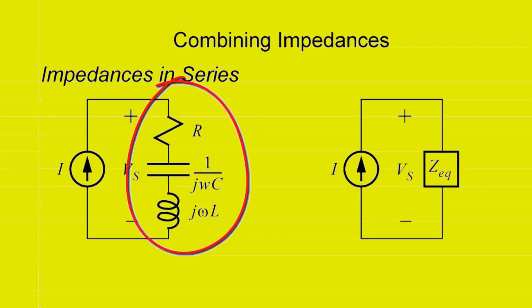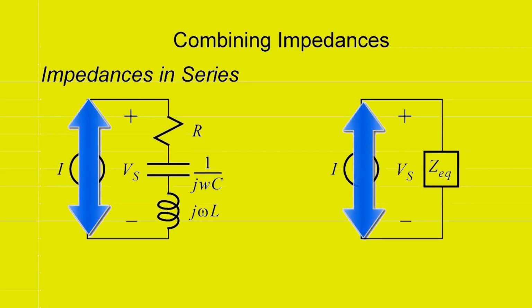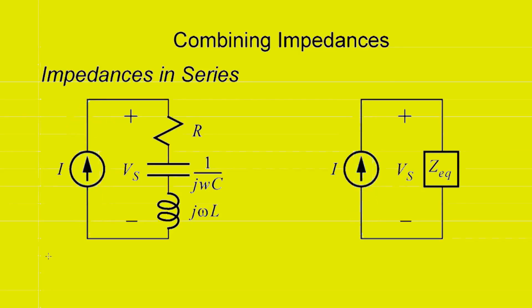have a resistor in series with a capacitor in series with an inductor driven by a current. If we were to have an equivalent impedance ZEQ, then the voltage across the series connection of these must be the same if they're driven by the same current. And we can figure out what that voltage is, Vs. Vs will simply be equal to R times our current plus our current divided by jωC plus jωL times our current.